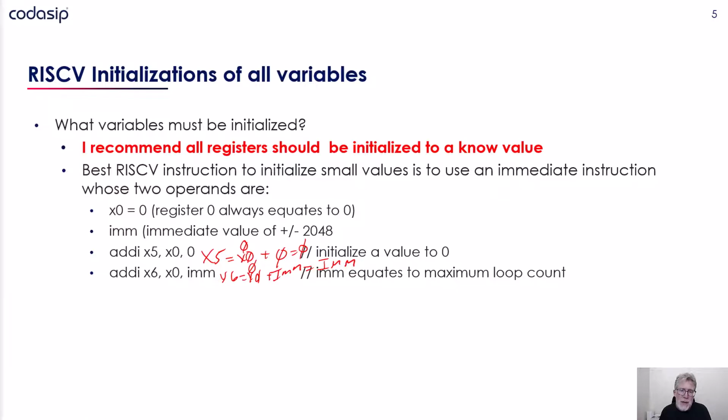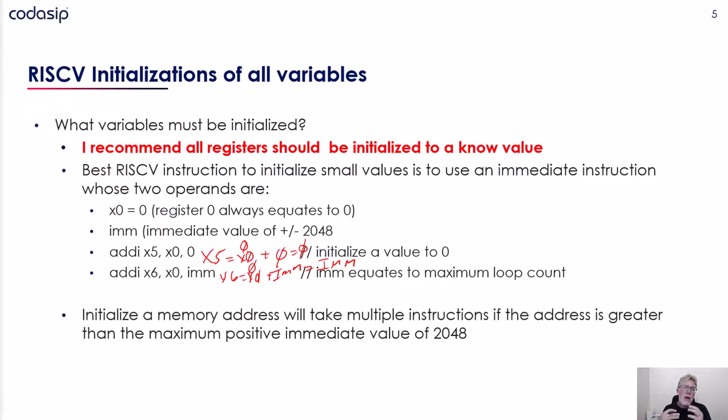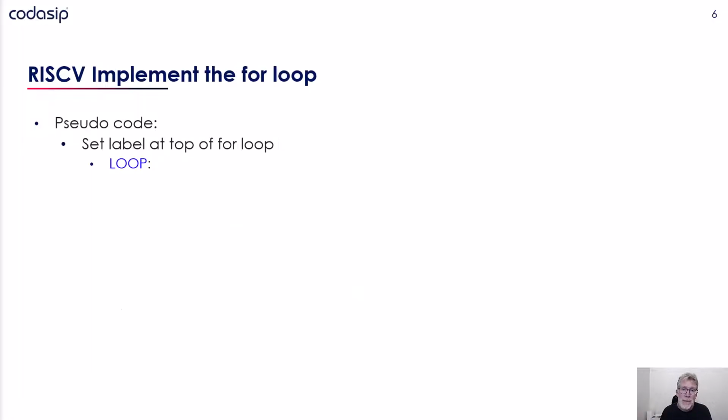So sometimes you have to store or initialize a number greater than 2048. For example, a lot of times when you are creating an address to store a result to, it will be greater than 2048 hex or decimal, and therefore you will need a different way of doing it. There'll be another video available to show you how to do that on the frequently asked questions playlist.